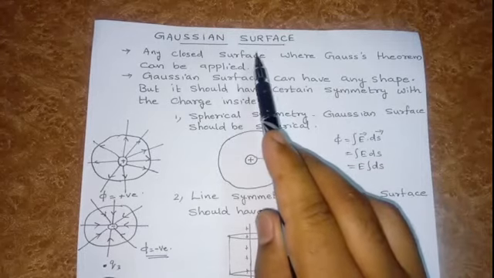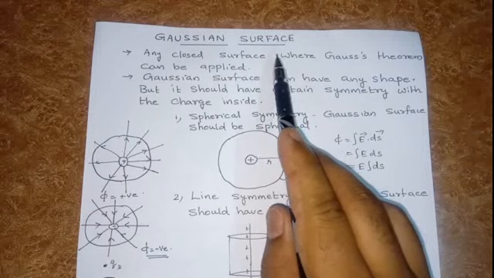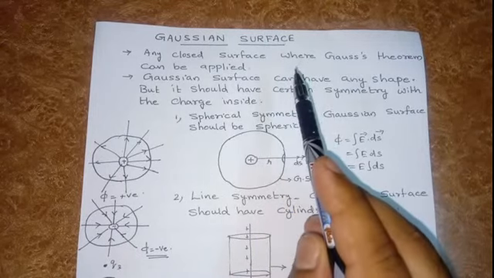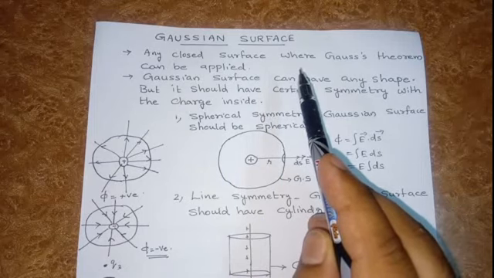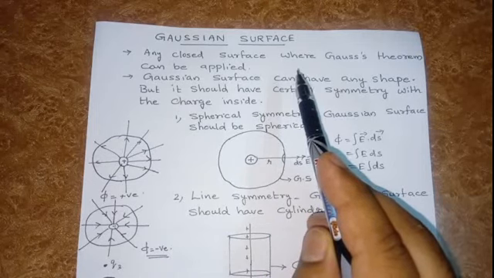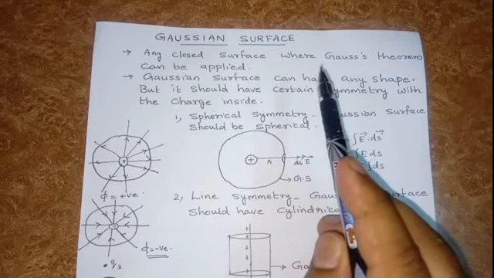Now in this video we'll discuss Gaussian surface. We already studied Gauss's theorem: the total flux passing through any closed surface is equal to 1 by epsilon 0 times the charge enclosed within the surface. So a closed surface is needed for the application of Gauss's theorem, and that particular closed surface where Gauss's theorem can be applied is called a Gaussian surface.